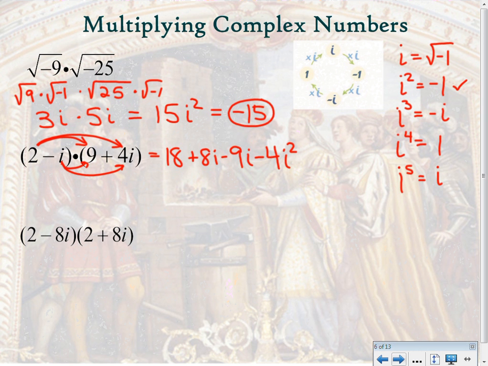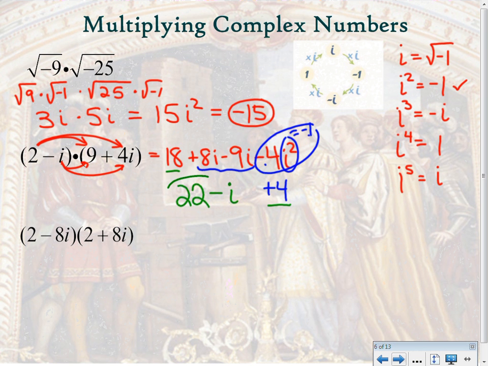All right? Bring together your like terms. And remember again, i squared is negative 1. So we're going to multiply negative 4 times negative 1, and this whole part will be positive 4. That makes the 4 and the 18 like terms. So I'm going to bring it together. I'm always going to write my real part first, which is 22, and then my imaginary part second. All right, final answer: 22 minus i.